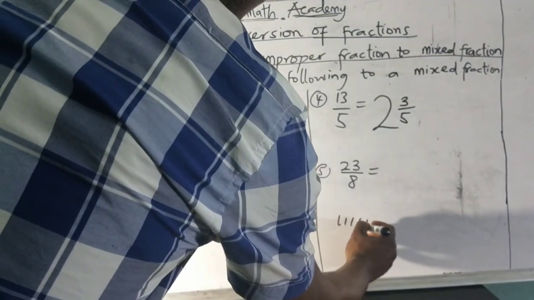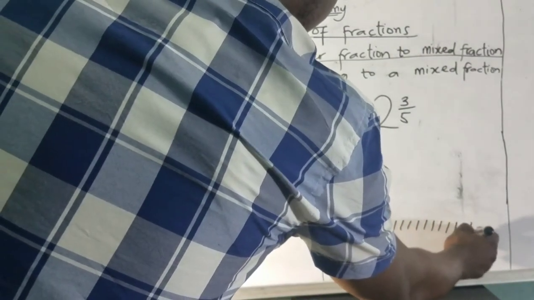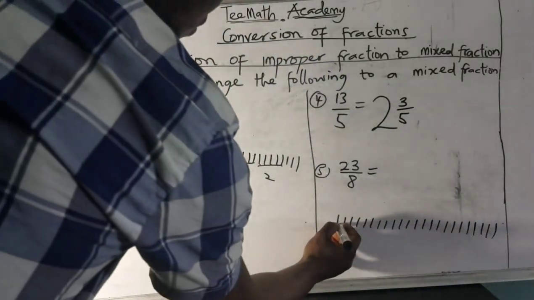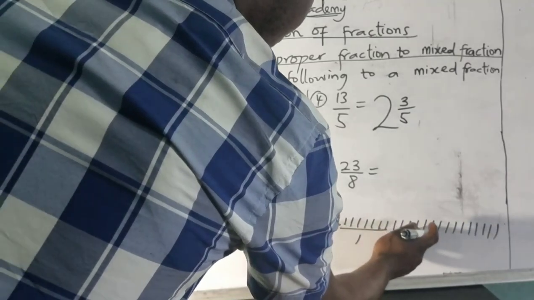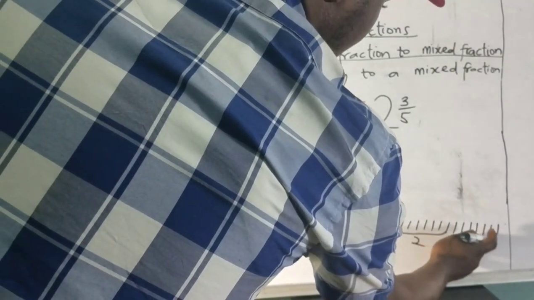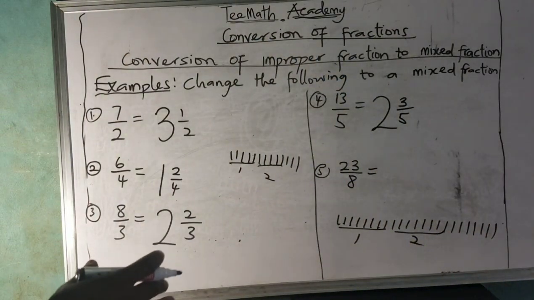1, 2, 3, 4, 5, 6, 7, 8, 9, 10, 11, 12, 13, 14, 15, 16, 17, 18, 19, 20, 21, 22, 23. Divided by 8. 1, 2, 3, 4, 5, 6, 7, 8. Then 1, 2, 3, 4, 5, 6, 7, 8. 2. Then 1, 2, 3, 4, 5, 6, 7. Oh, it's not up to 8. So you stop at the last one.